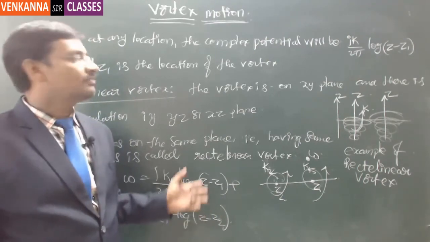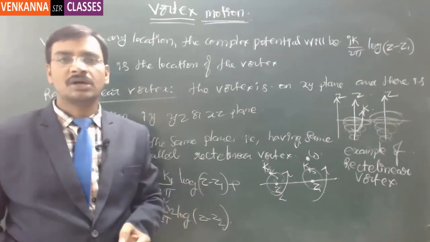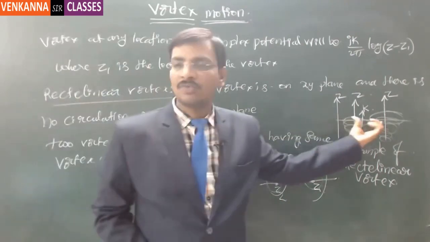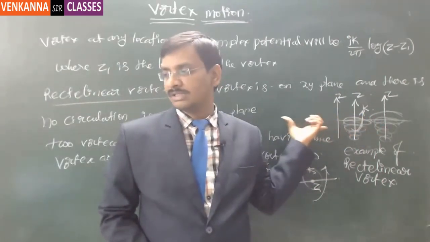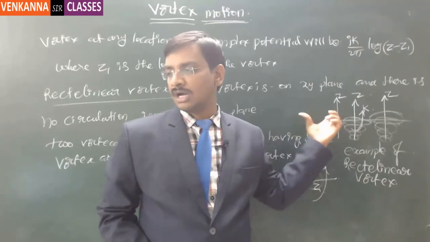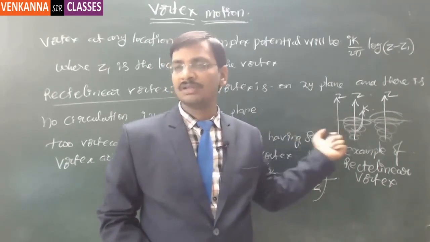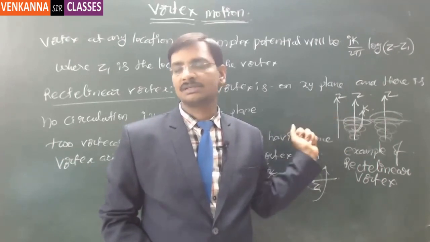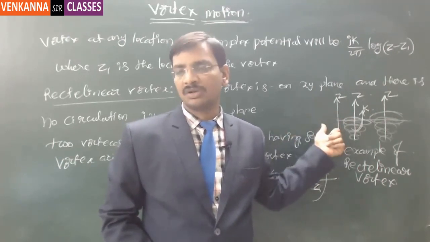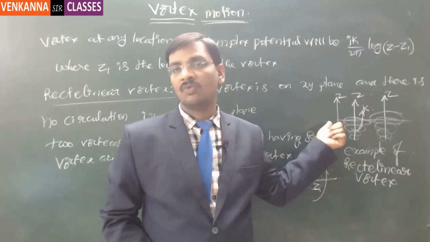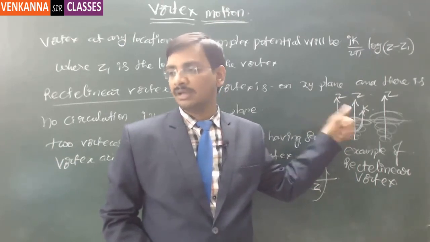But the thing is, in the UPSC, the problems that are going to be asked are, there are an infinite number of vortices placed at equal distances. And some are oriented in the clockwise direction, some are oriented in the anti-clockwise direction, or all may be oriented in the same direction. In such cases, what will be the complex potential, or what will be the velocity at any point, what will be the streamline pattern at any point, that is going to be asked.